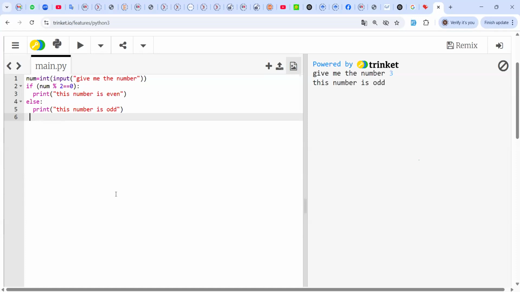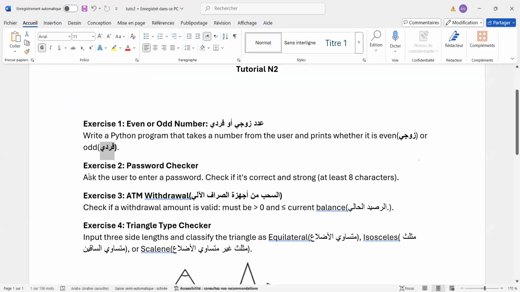Okay, guys? I hope everything is clear, and we are going to move on to the next exercise. In our next exercise, we have a password checker. Ask the user to enter a password. We need to work with user input here, and we have to check whether it is correct and strong. It is strong when its length is at least 8 characters or above.